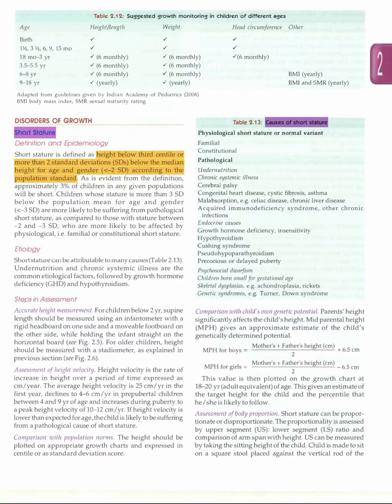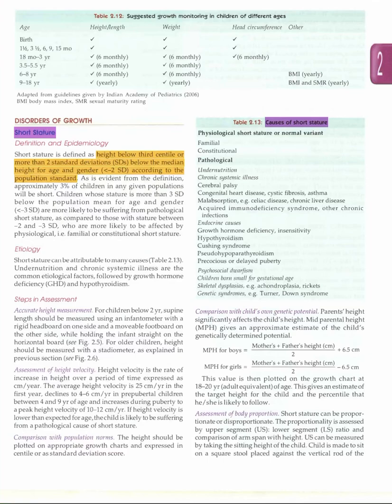Children whose stature is more than 3 standard deviations below the population mean for age and gender, less than -3 SD, are more likely to be suffering from pathological short stature as compared to those with a stature between -2 and -3 SD, who are more likely to be affected by physiological, that is familial and constitutional, short stature.